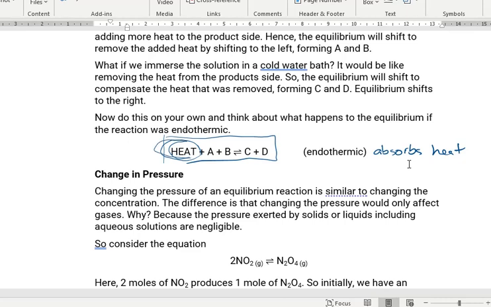Right? So, how do you counteract that disturbance, that added heat? You need to use up the added heat, right? And to use up the added heat, you need to shift the reaction forward to form more C and D.